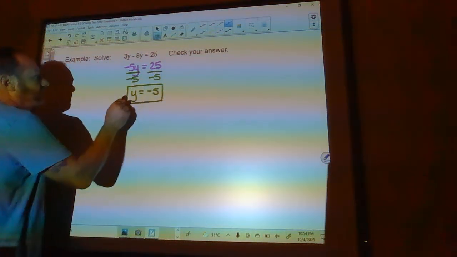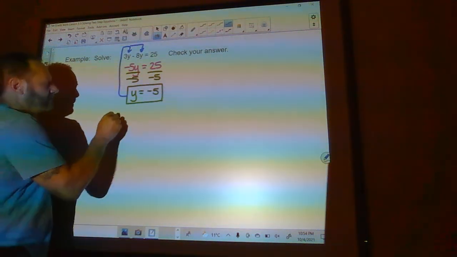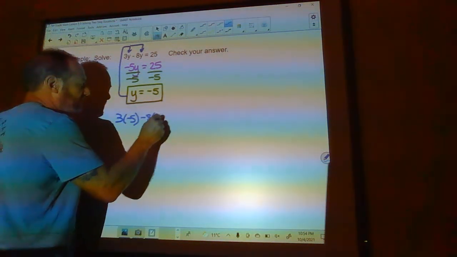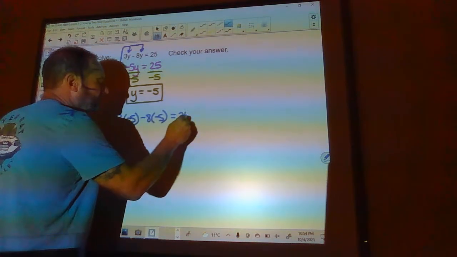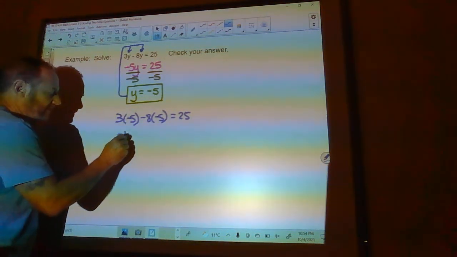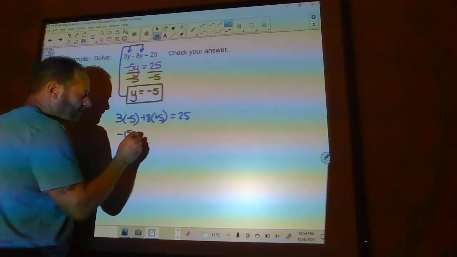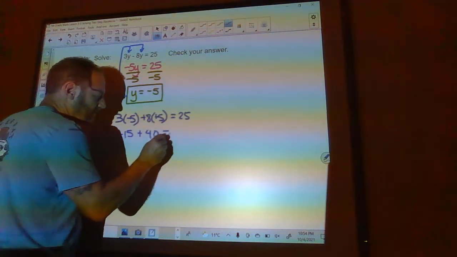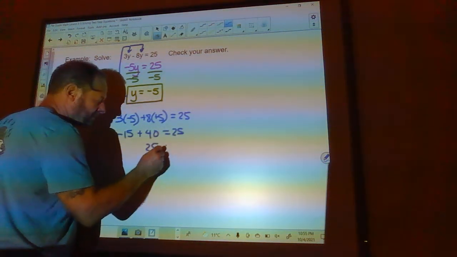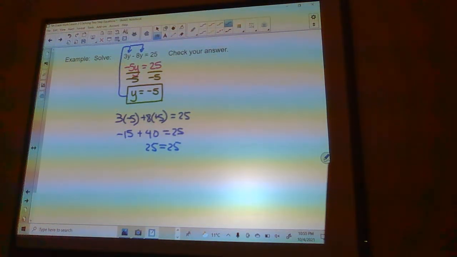If I check my answer by taking this and plugging it in, I would need to plug it in 2 places. 3 times negative 5 minus 8 times negative 5 should equal 25. So 3 times negative 5 is negative 15. These 2 negative signs cancel out and make plus 40. That should equal 25, and of course this does equal 25. So it's correct.